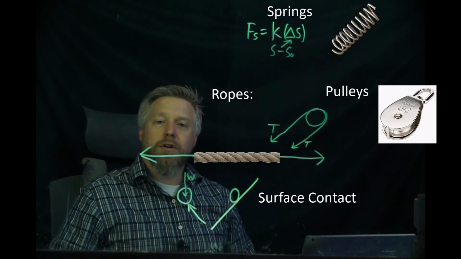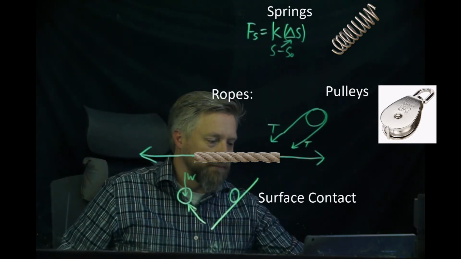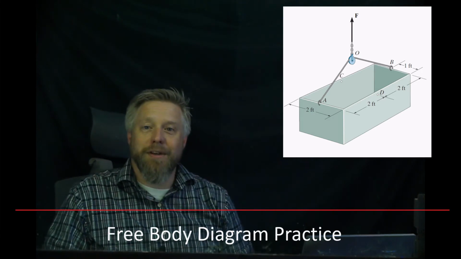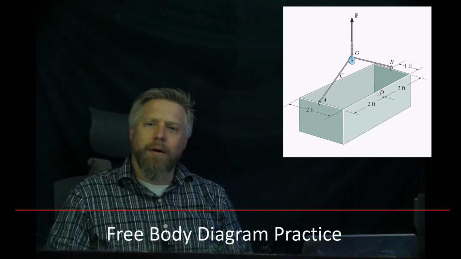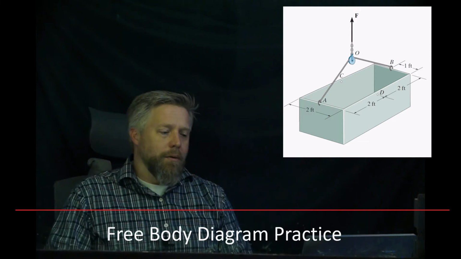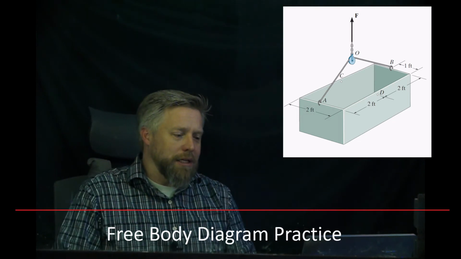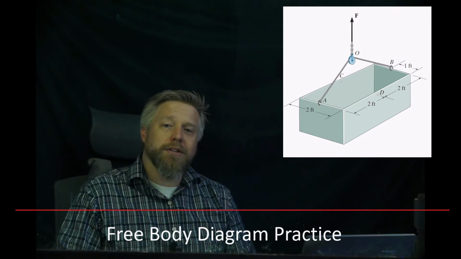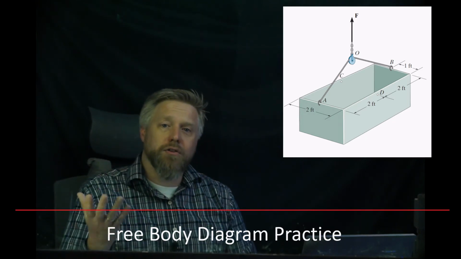Okay, let's do a couple more free body diagrams. Here we have a large tank being held up by a pulley. How is this one different? Well, the first thing is this is drawn in 3D, and when you first look at the object, it might look fairly complicated. Ask yourself, is there a way I can simplify the drawing?